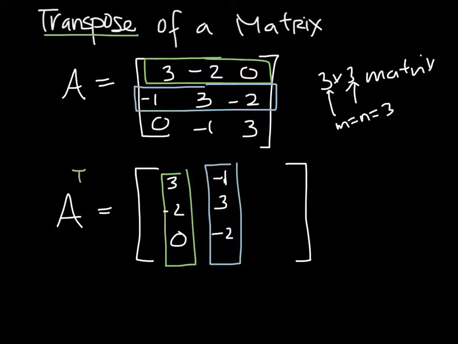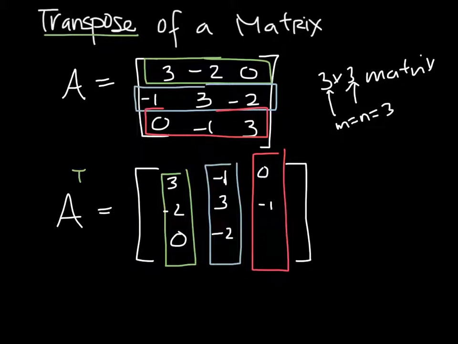And then finally, let's do it in pink here. The last row is going to be the last column, and that's 0, -1, and 3. So hopefully you agree with me that that was pretty easy, just swapping the rows and columns. And here we had a specific matrix, a nice square matrix, because my m was equal to n. It was a 3 by 3, so it's definitely a square.